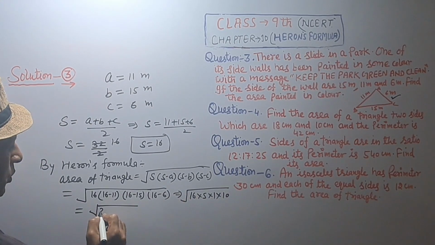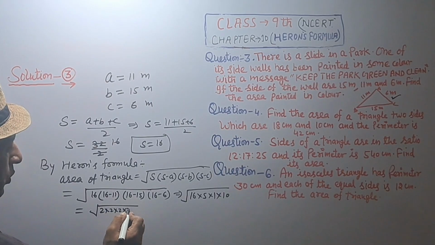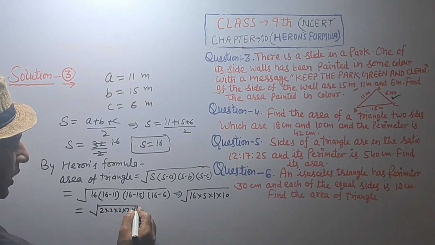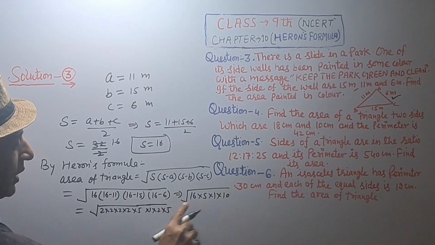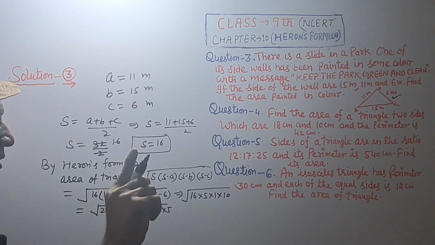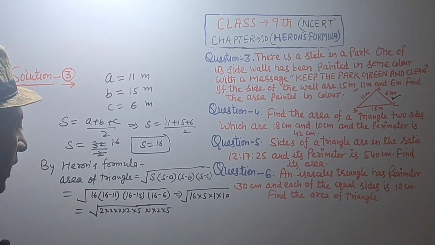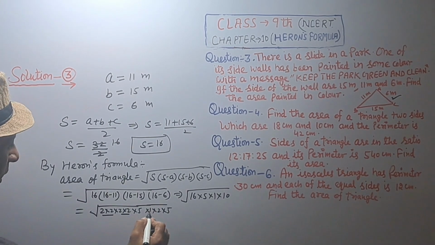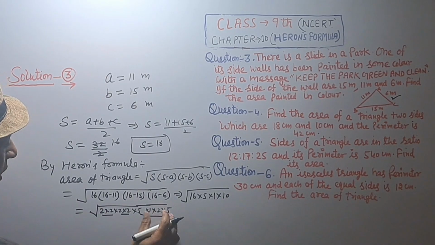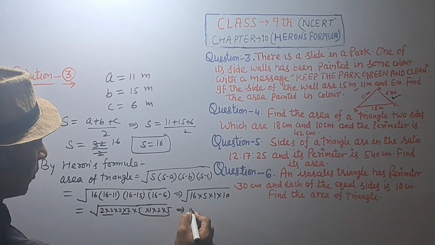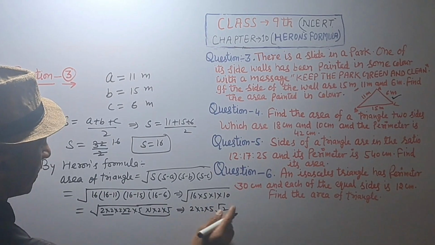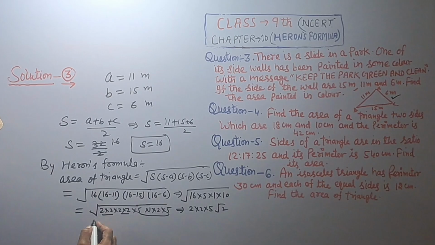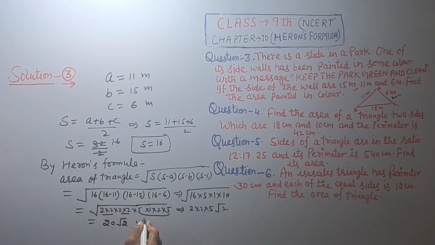Prime factorization: 16 is 2 into 2 into 2 into 2, and into 5 into 1 into 10. Prime factor of 10 equal to 2 into 5. 1 pair of 2, 2 pair of 2 and 1 pair of 5. Area equal to 2 into 2 into 5 and in bracket root 2. 5 2s are 10, 10 2s are 20 root 2 meter square.